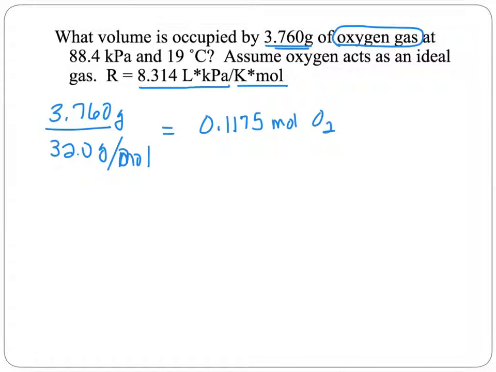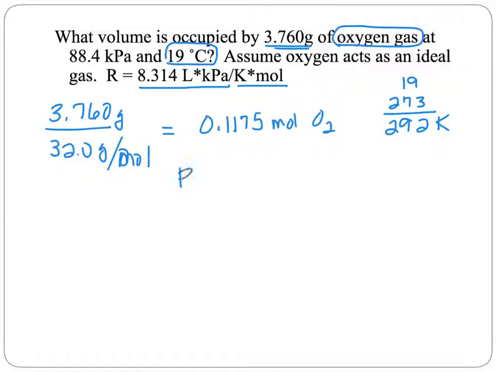The other thing is we've got to change this Celsius into Kelvin. So we have to take our 19 degrees Celsius and add 273 degrees to it to give us our final answer of 292 Kelvin, so that we have the correct temperature, because temperatures are always in Kelvin.